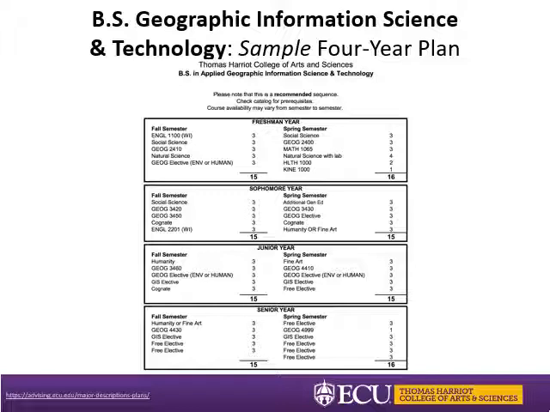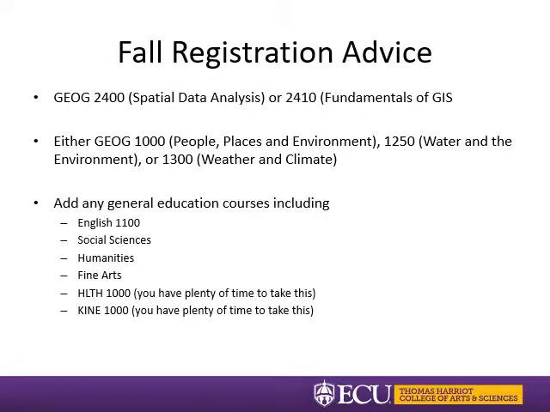Now, on average, you'll take about 15 semester hours each semester, which is about 5 courses. You can get ahead or make up for a light semester by taking summer courses. It's important to be aware that 3,000 and 4,000 level core courses are not offered every semester, so check with your advisor to plan ahead. Many students do an internship in the summer between their junior and senior years.